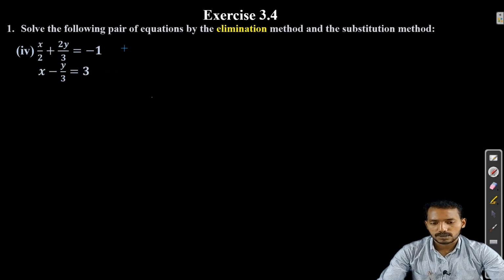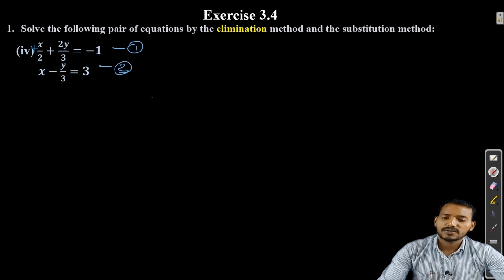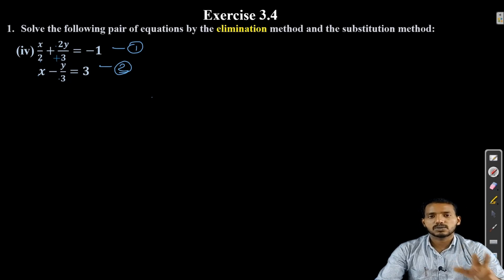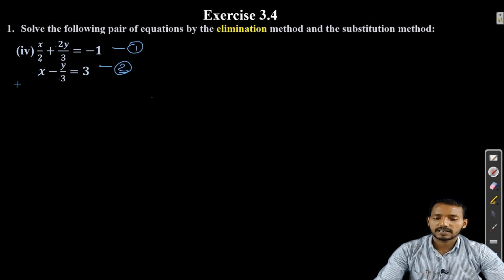Here this is equation number 1 and equation number 2. Here see, the coefficient of x is 1 by 2 and here it is 1. And here the coefficient of y is 2 by 3 and here it is minus 1 by 3. So both ways we can do this one. Either we can make the coefficient of x equal or the coefficient of y equal. Already I have done two questions by making the coefficient of x equal. Here I am going to make the coefficient of y equal. Clear? So for that we are proceeding with step 1.